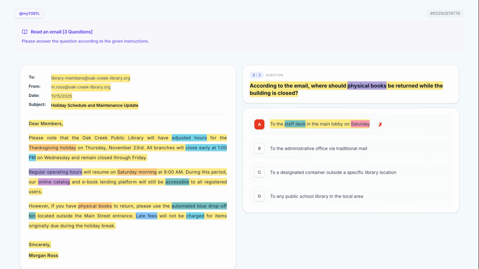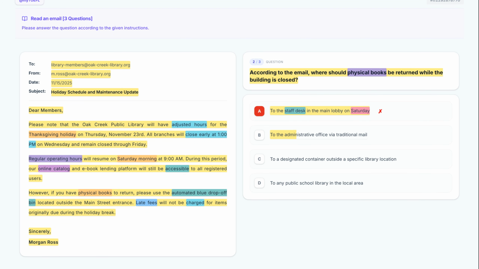Now, let's examine option B. To the administrative office via traditional mail. The email never mentions using traditional mail for returns. This is an irrelevant detail not found in the text.